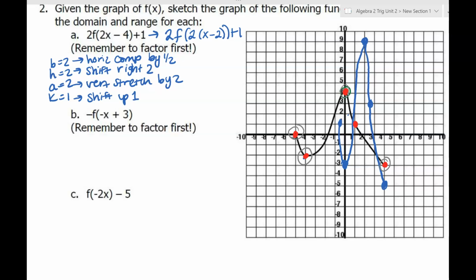And then we would go ahead and put in the domain and range. So you can see the x value now is from -1/2 is the furthest left and 4 is to the right. And for our vertical values, we see -5 and it goes up to +9.